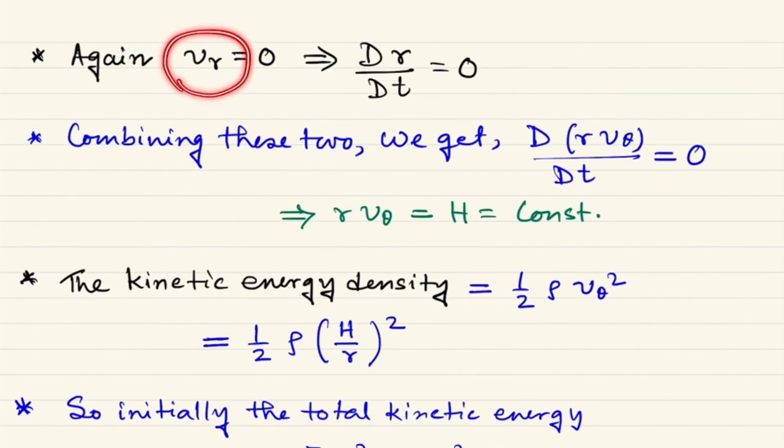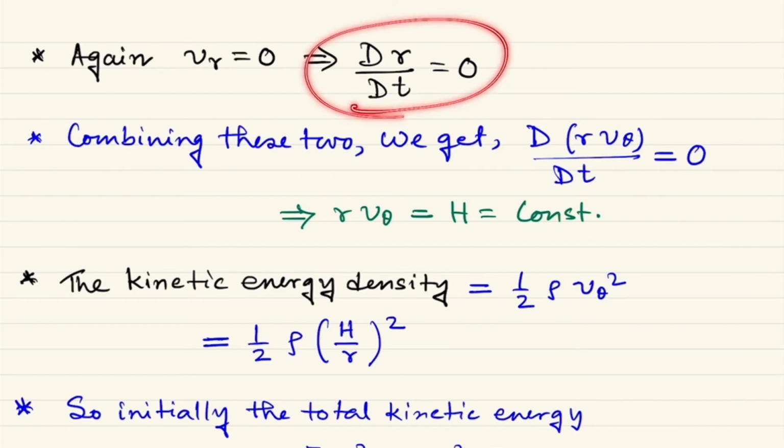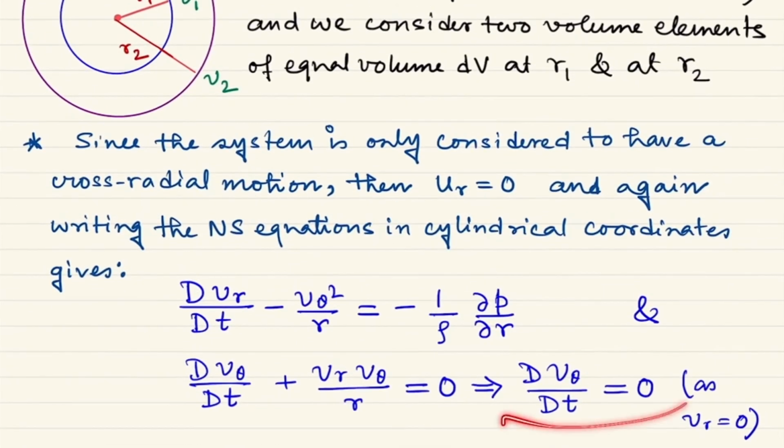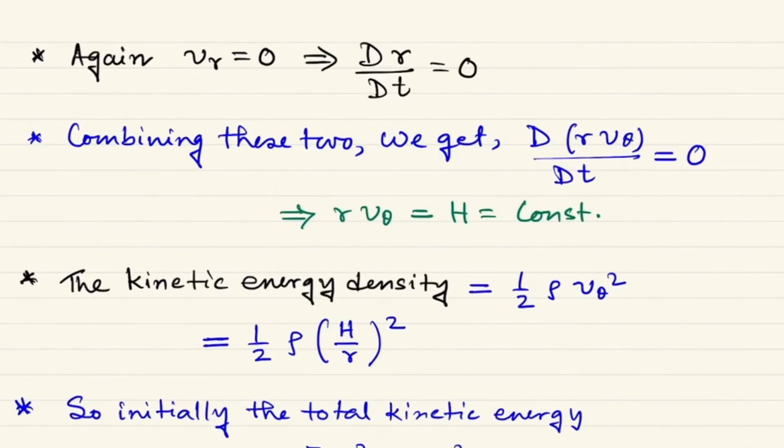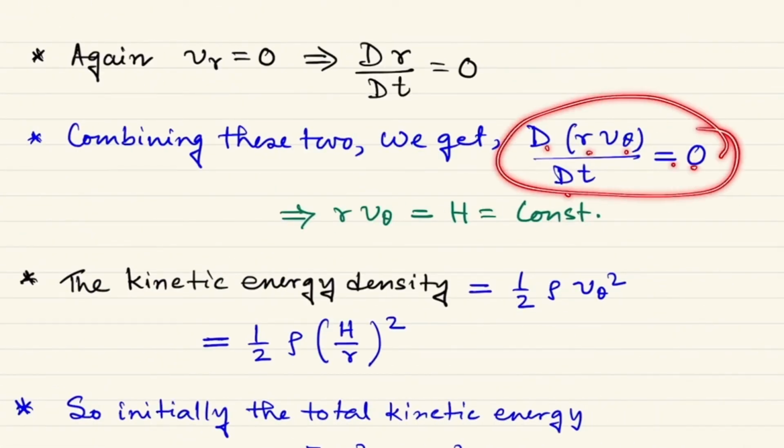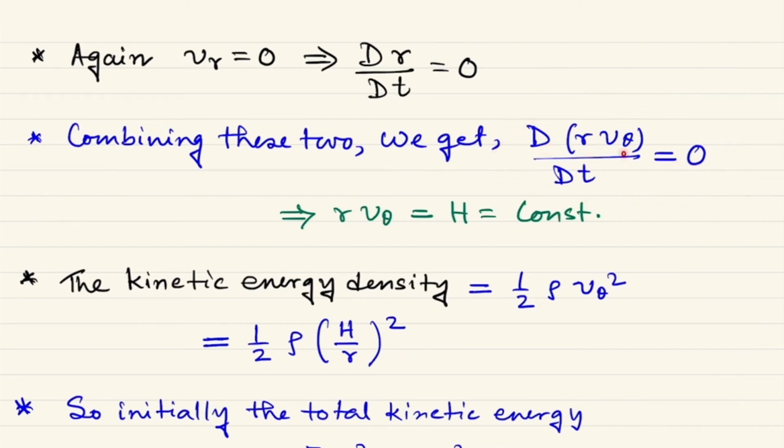Again, Vr is equal to 0. What is the meaning of that? That means d/dt of r is equal to 0, right? This is the simple meaning of this. And if we combine this one and this one, then we can write that d/dt of r v theta is equal to 0.